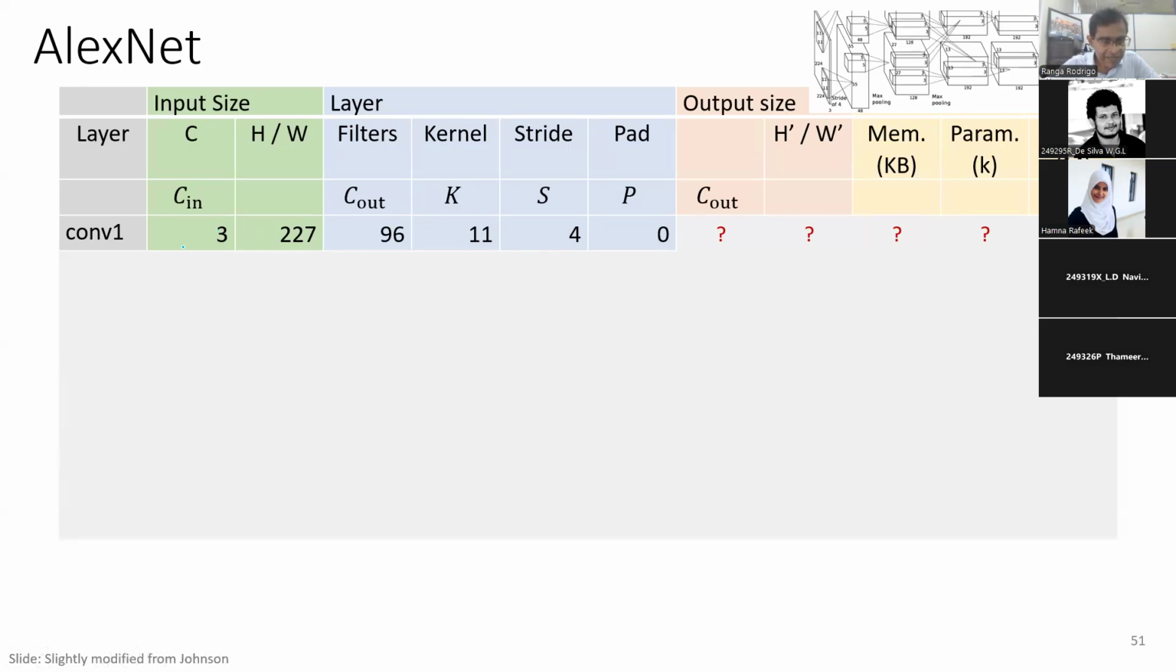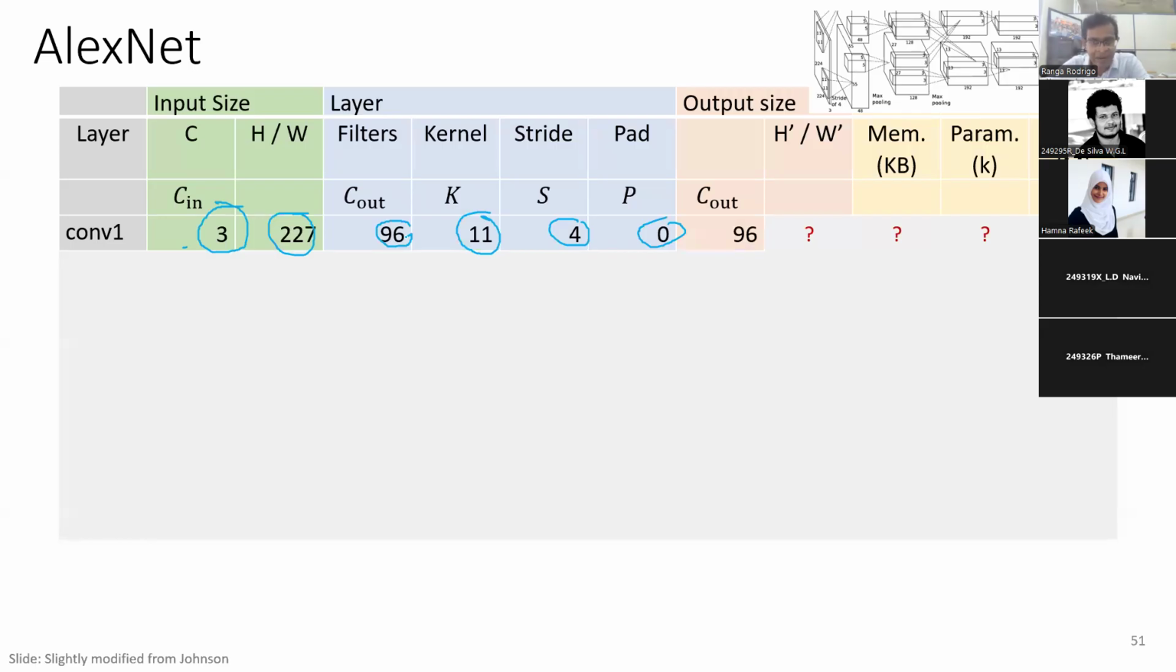Okay. So these are color images. Therefore, number of channels is 3. Height and width are 227. Number of kernels is 96. You saw that on the top GPU 48, bottom GPU 48. K is 11, 11 by 11 convolution. Stride is 4. Padding is 0. What is C out? C out is already 96. There's no question about that.